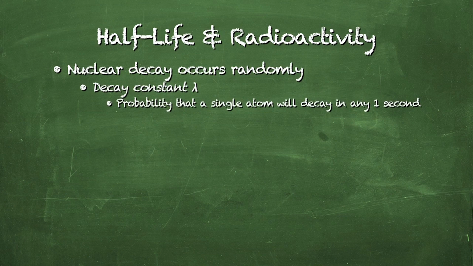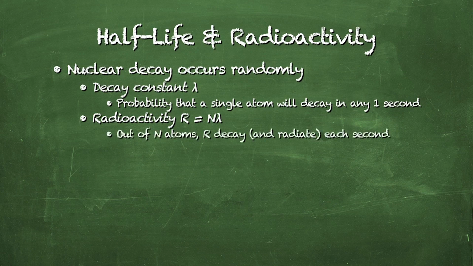Therefore, the radioactivity, capital R, is equal to the number of atoms that you have present in a sample times the decay constant. Or R is equal to N times lambda. Now what this means is out of a group of N atoms, R will decay and radiate each second. Radioactivity is measured in units of becquerels, or the number of decays per second. Every second, some of your atoms in your sample are decaying.